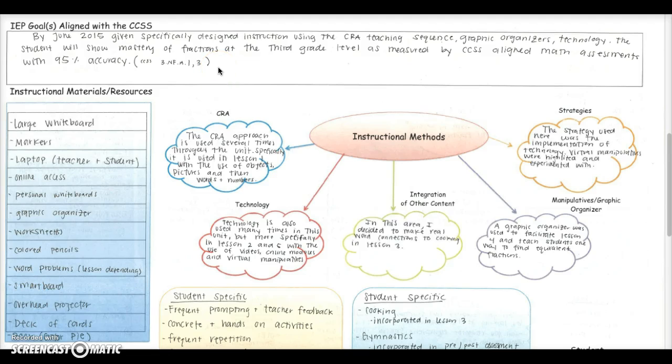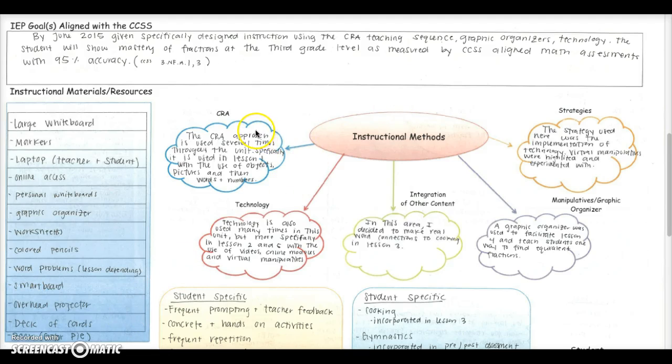Up here is the IEP goal aligned with the Common Core State Standard. This specific goal is what would be included on the IEP, and it should be in this format: by such and such date, given specifically designed instruction using the CRA teaching sequence, graphic organizers, technology, the student will show mastery of fractions at the 3rd grade level as measured by a Common Core State Standard aligned math assessment with 95% accuracy. And here is the actual standard code. This example right here could be any assessment that's used. Some of you are using NUIA. If you have your EasyCBMs aligned to the math assessments, you need to have a way that you're going to measure the student's progress.